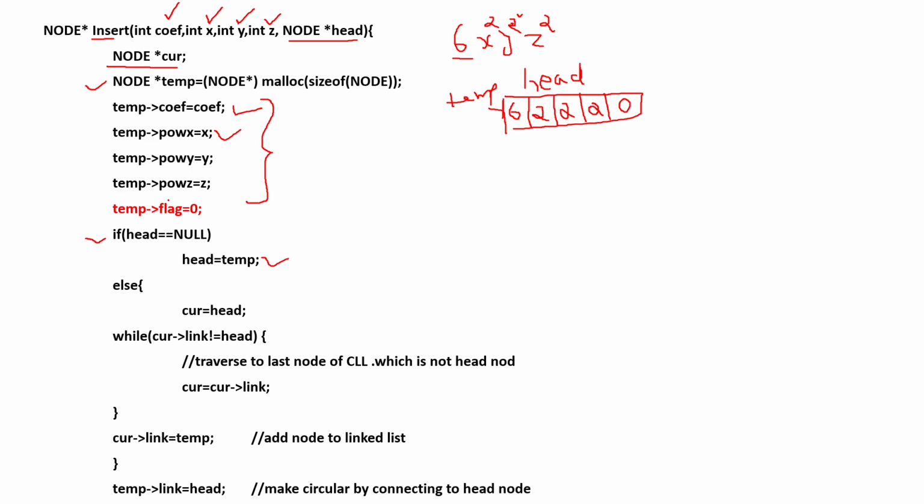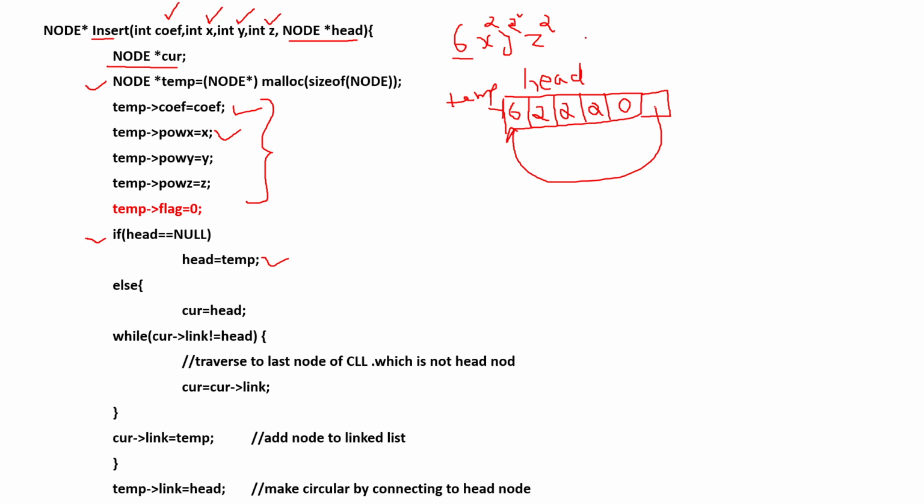After that, I have to make this a linked list. Temp of link. There's a link field here. The temp of link is connected to the head. This is a linked list. This becomes a circular linked list.